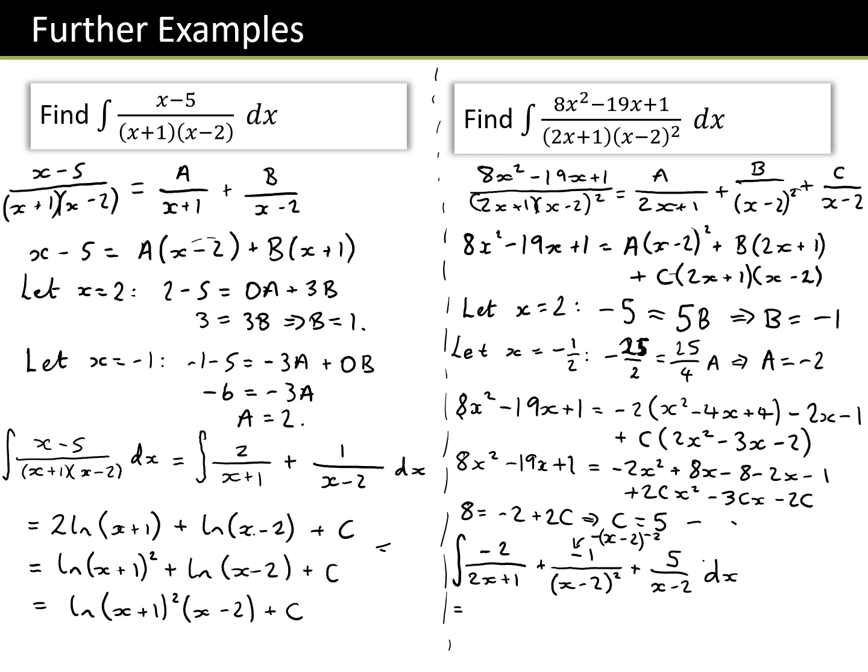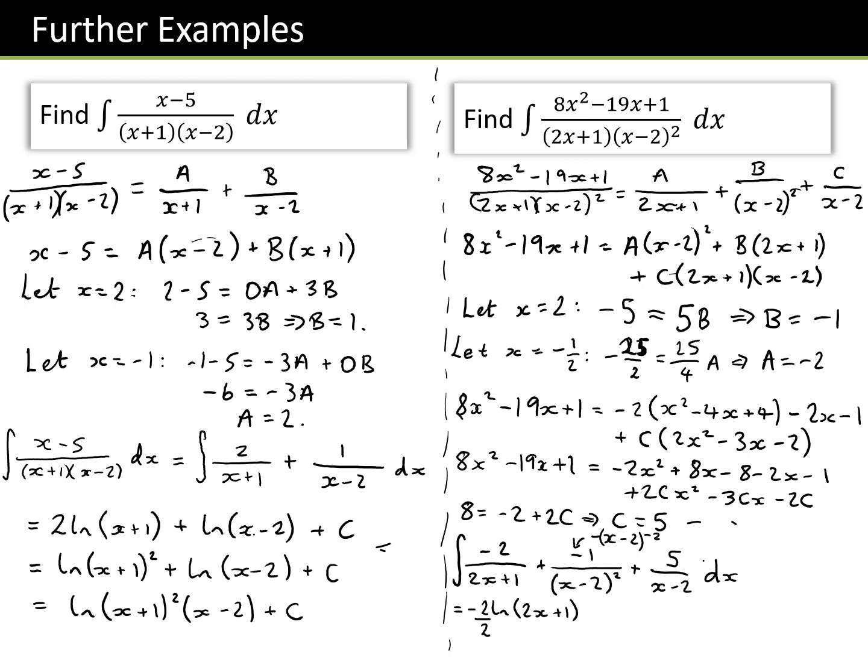So now this integrated is going to be minus 2. As I've said, if it was 1 over x, it would be natural log, wouldn't it? However, it's not just natural log, it's 2x plus 1 on the bottom, so it needs to divide by its differential, which is 2.